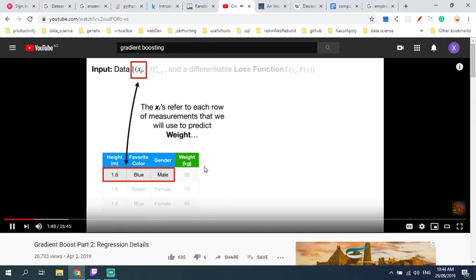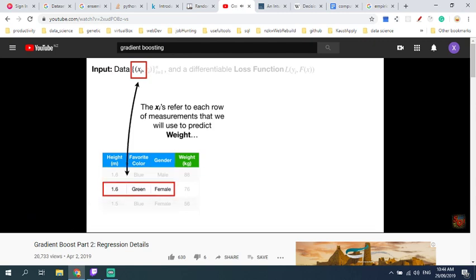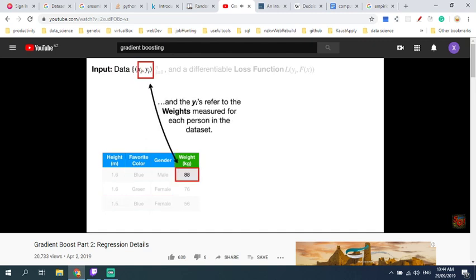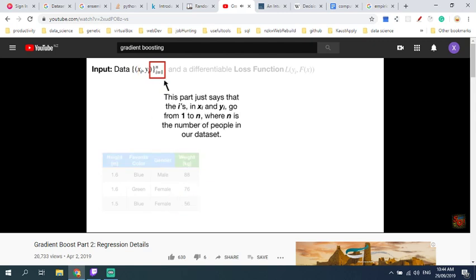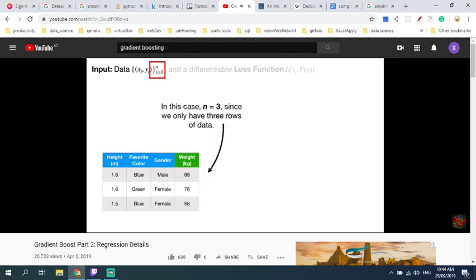The x sub i's refer to each row of measurements that we will use to predict weight. And the y sub i's refer to the weights measured for each person in the dataset. This part just says that the i's in x sub i and y sub i go from 1 to n, where n is the number of people in our dataset. In this case, n equals 3, since we only have 3 rows of data.